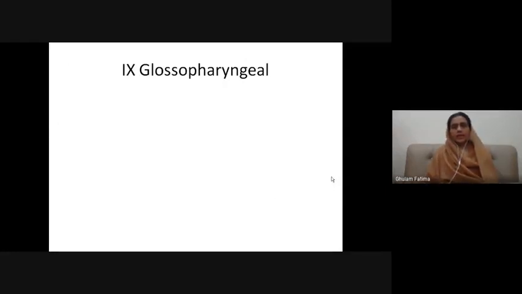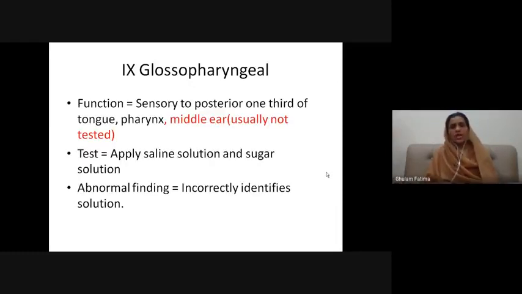So this was the eighth nerve. Coming towards the ninth nerve, that is your glossopharyngeal nerve. Once again, both the sensory function and the motor function should be tested. The glossopharyngeal nerve is sensory to the posterior 1/3 of the tongue, and the anterior 2/3 is supplied by the facial nerve, and the posterior 1/3 is supplied by the glossopharyngeal. Obviously, the method of testing will be the same. We will take a saline solution and a sugar solution and apply it, but this time we'll apply it on the posterior 1/3 of the tongue, and we'll see if the patient can correctly identify it or not.